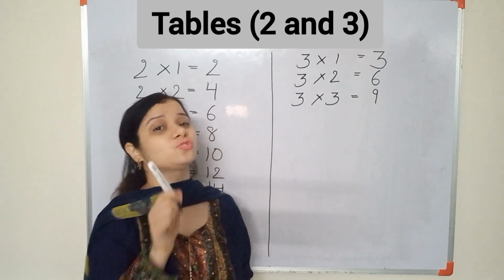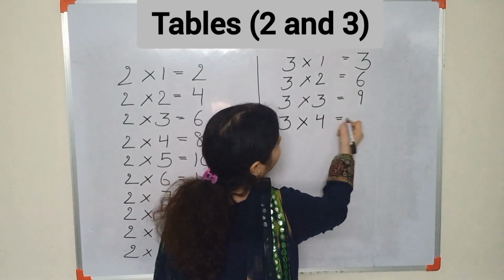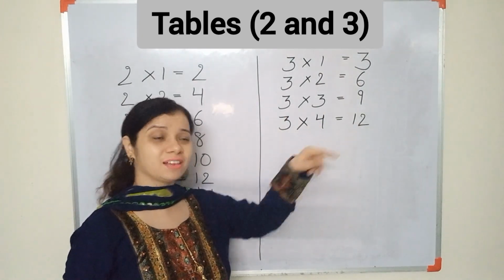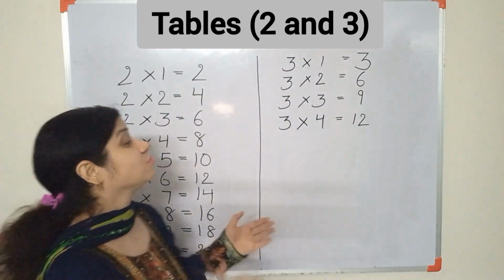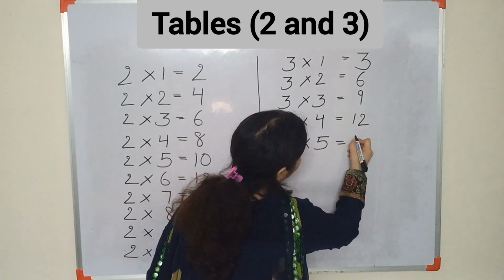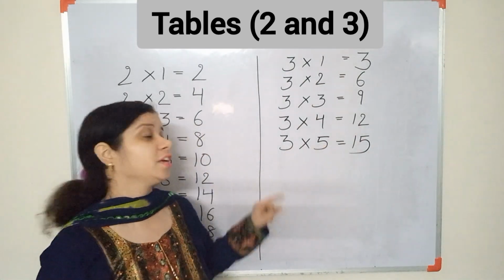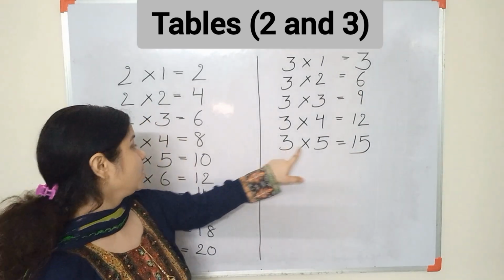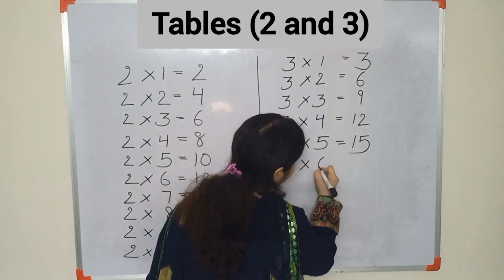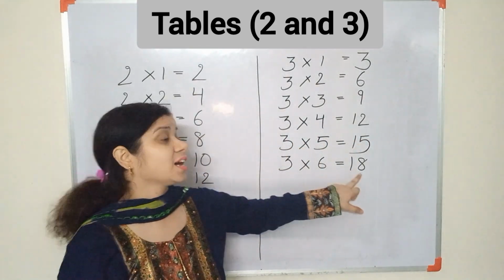3 threes are 9. 3 fours are 12. 3 fives are 15. 3 sixes are 18.